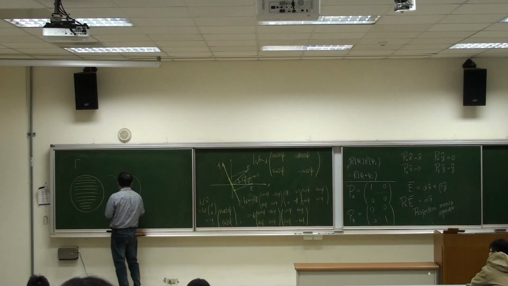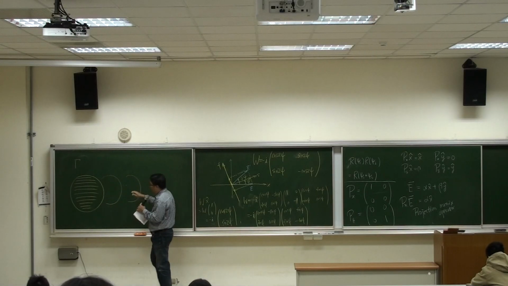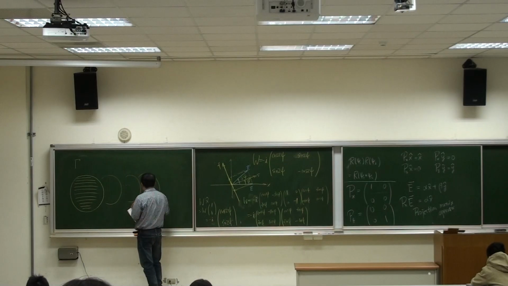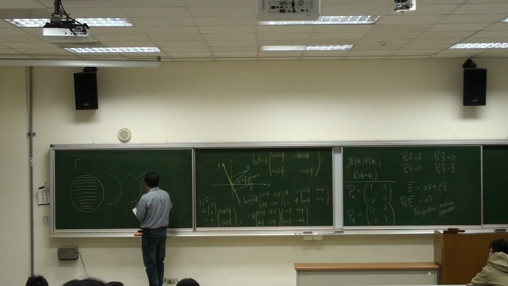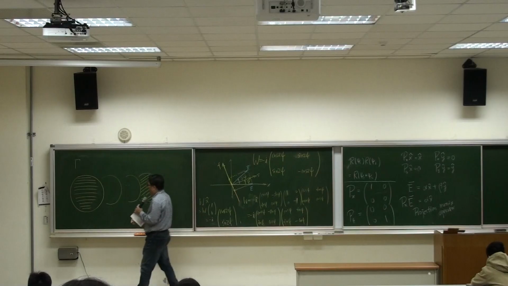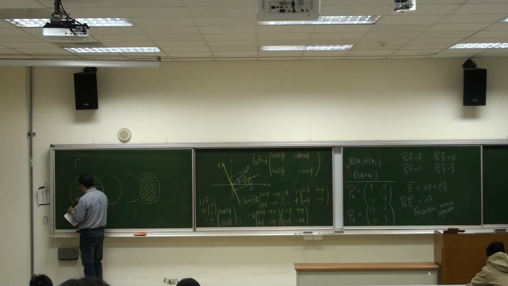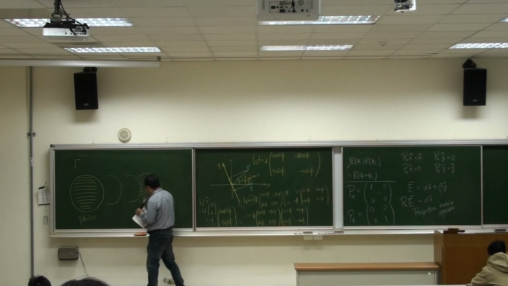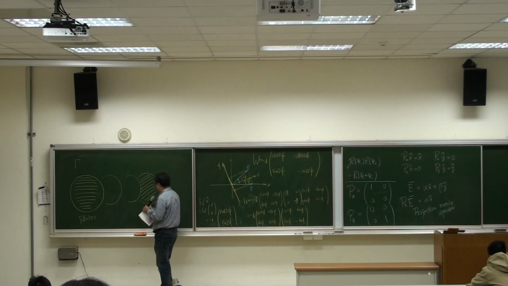Then it encounters a series of waveplates, and finally penetrates through the second polarizer. Okay, then usually we call this the polarizer. And we call the final polarizer the analyzer.